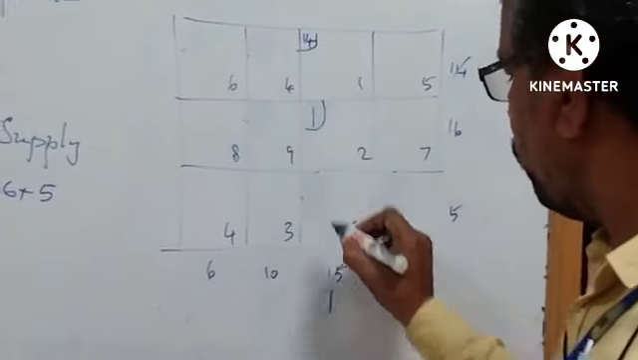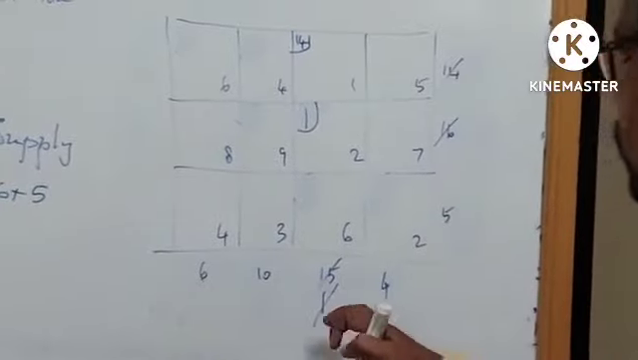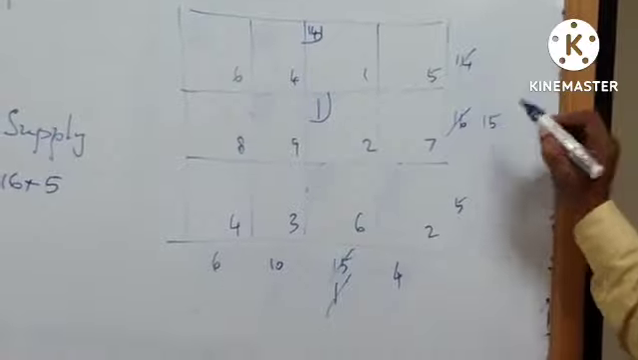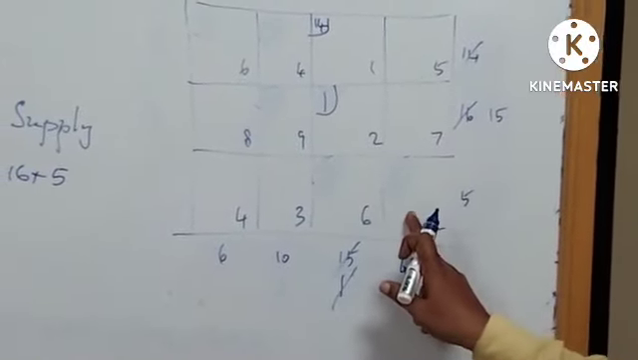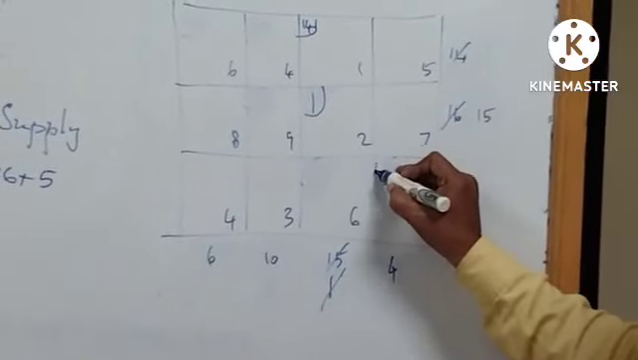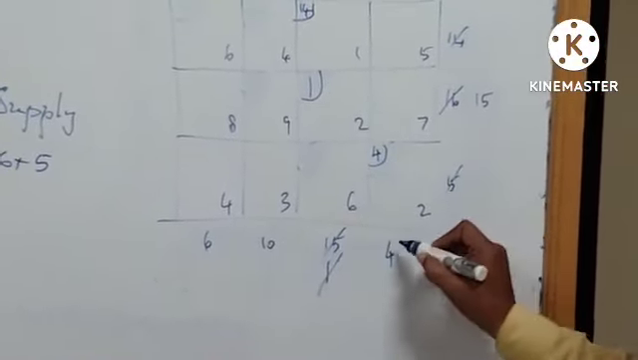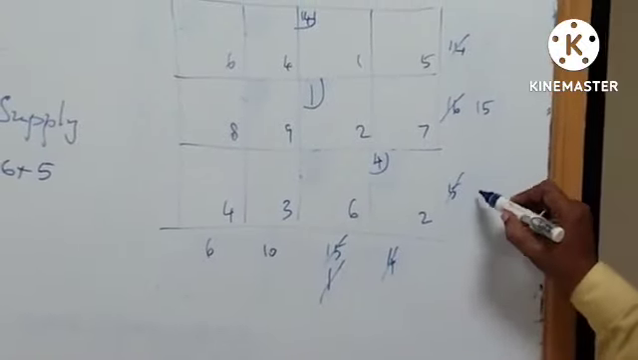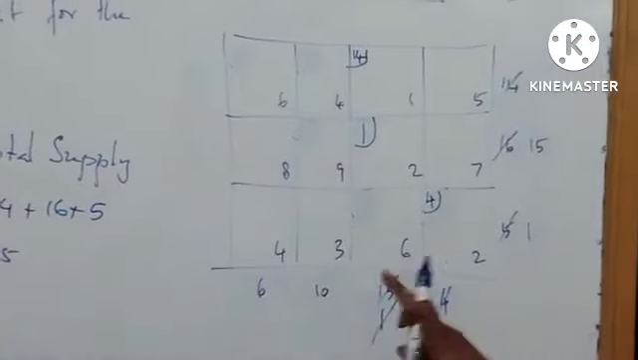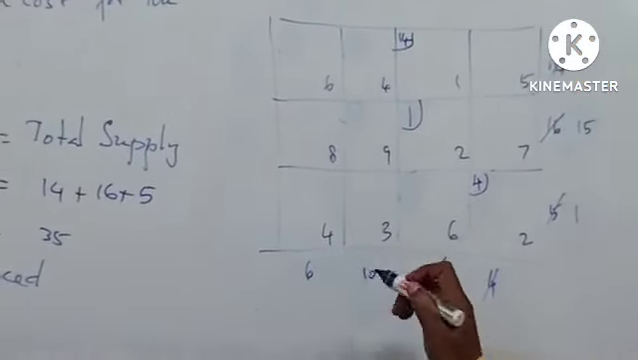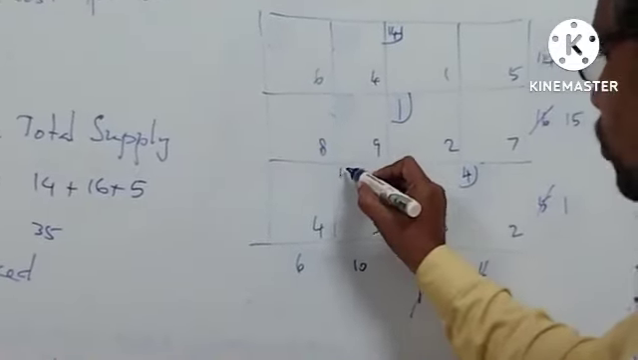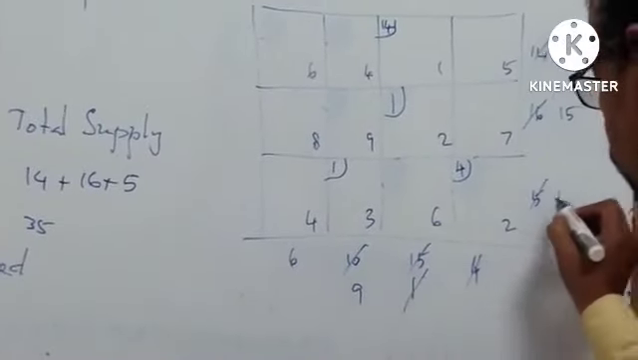So 1, required is 1, availability is 16, so the remaining is 15. Next, this 2 is the least. So required is 4, availability is 5, so 5 minus 4, the remaining is 1. So the next least value is 3. Availability is 1, required is 10, so substitute 1 over here, the balance is 9.